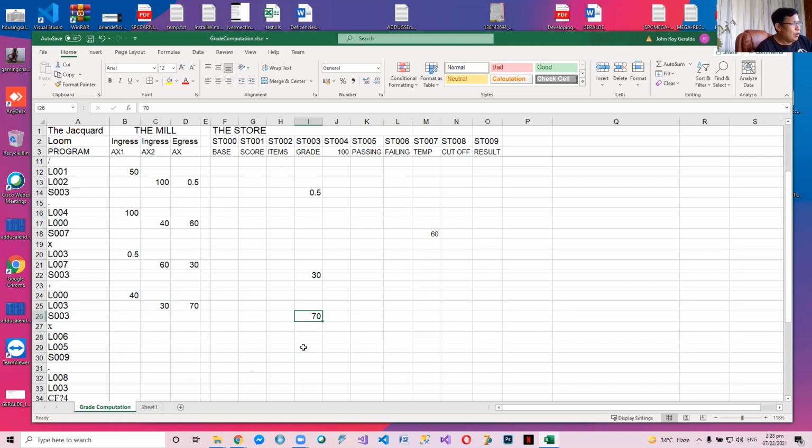And then, we will assume that the grade is failing. Okay? Times 006. 005 is 1, 006 is 0. Baka baliktad yung ating kanina, no? Anyway, it's the same thing. 1 times 0 is a 0. Do you follow? And S009 will have a 0. We assume that it's a failing.